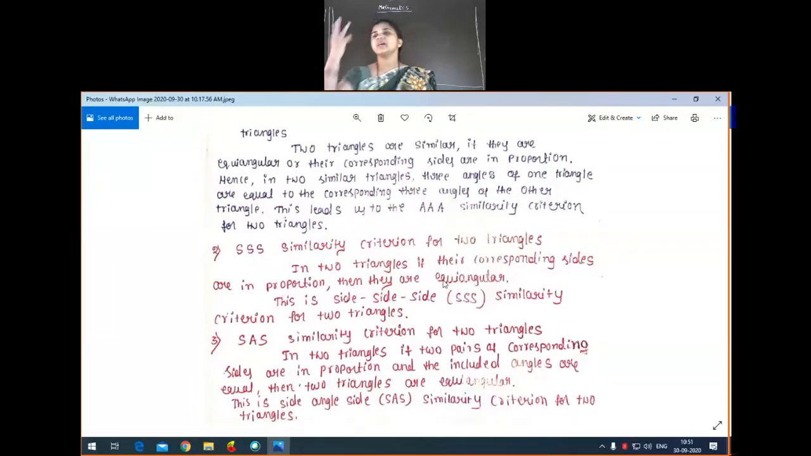Of course, if three sides are proportional, then angles must be equal, equiangular. Earlier in AA, if three angles are equal then three sides are in proportion. So this is the converse of one and another, the opposite of each other. Is that clear? Theorem and converse of that theorem. Like here, the converse of AAA is SSS, and the converse of SSS is AAA.